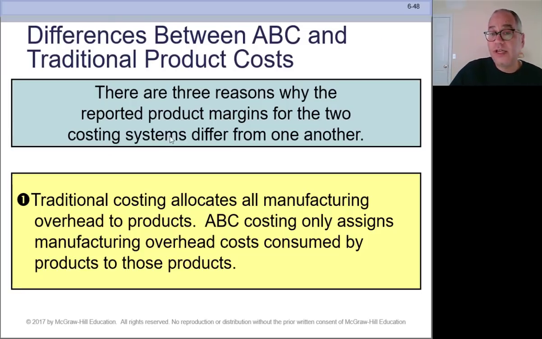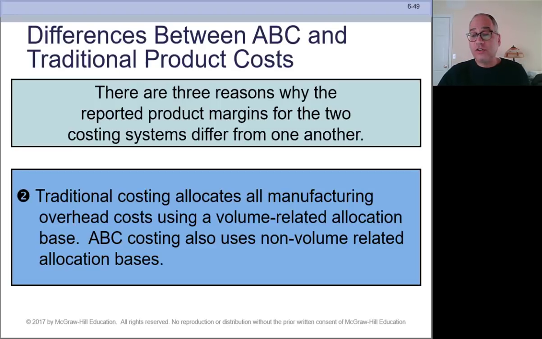So there are several reasons why product margins for the two costing systems are different. Traditional costing is going to allocate all your manufacturing overhead to products, and it's going to ignore non-manufacturing costs, of course. And ABC is only going to assign overhead to those products that are consuming, using, causing, driving those costs. So in that sense, ABC is going to be a little more accurate.